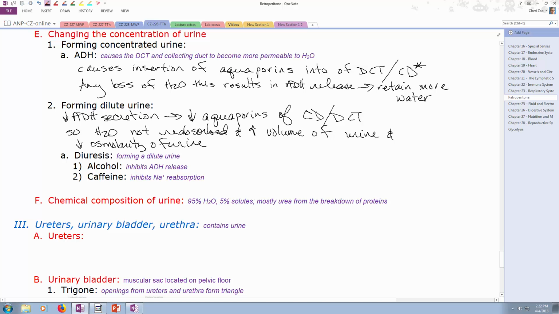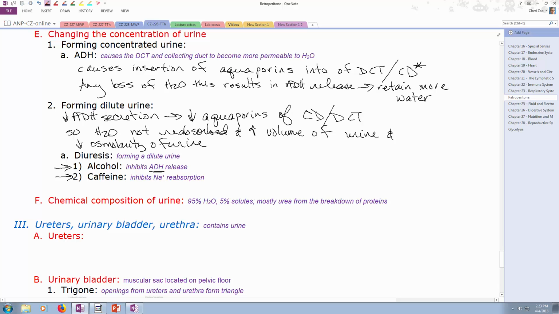Now, diuresis is also another way we can form dilute urine. Diuresis means to pee more, and to pee more means a larger volume of water. And we have two culprits in our environment that we can ingest that will cause a diuresis for us. One is alcohol, and alcohol inhibits antidiuretic hormone release. And so even though alcohol is a desiccating or drying agent itself, when you inhibit antidiuretic hormone release, then that means fewer aquaporins and therefore more water present in the final filtrate and therefore urine.